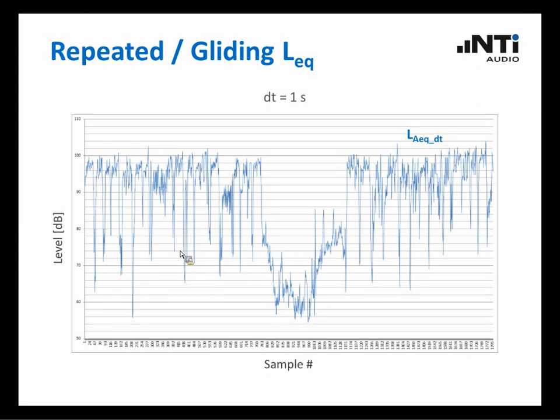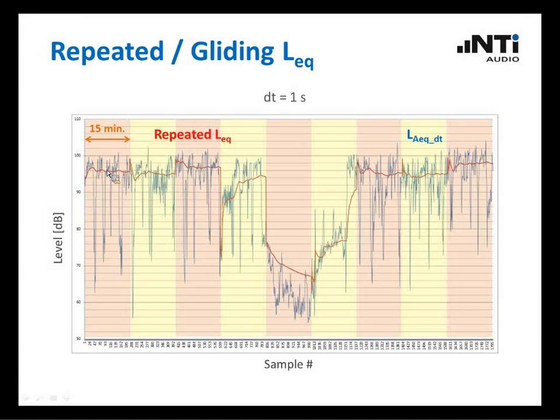So what we do now, if we do a repeated measurement, we define a time period, for instance 15 minutes, during which we record the LAEQ, and then we reset it. And let me show that to you. This is the red line representing the repeated LAEQ.